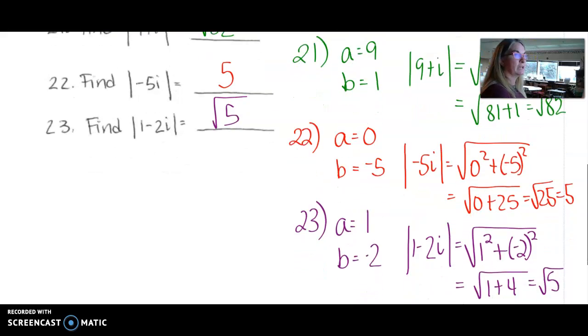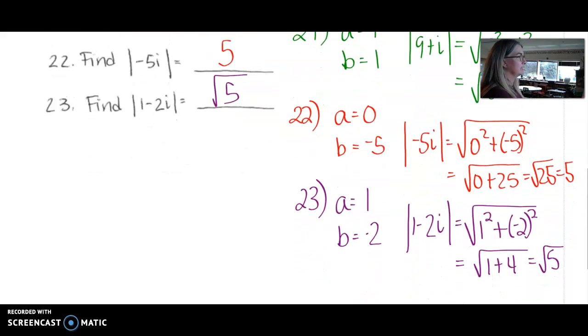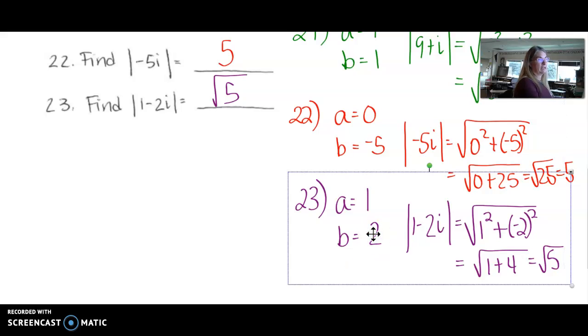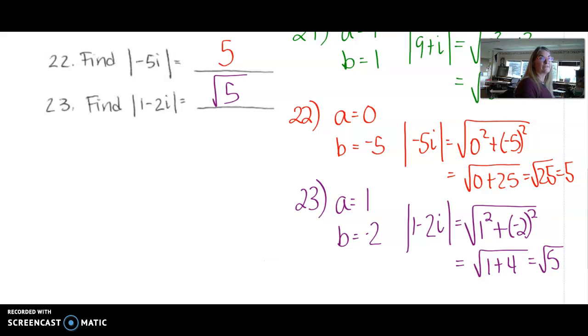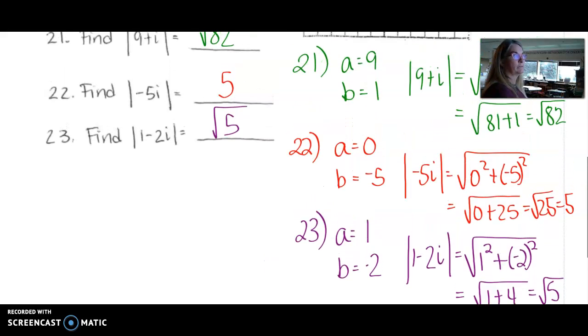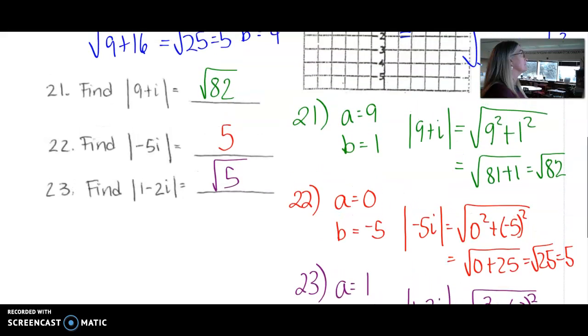And then last but not least, we have 23. The A value is 1, the B value is negative 2, and when you put that into this formula here, you get the square root of 1 squared plus negative 2 squared, which is 1 plus 4, which equals 5, and the square root of 5 we're just going to leave as the square root of 5. Of course, if it's a square root that can be simplified, you should simplify it.